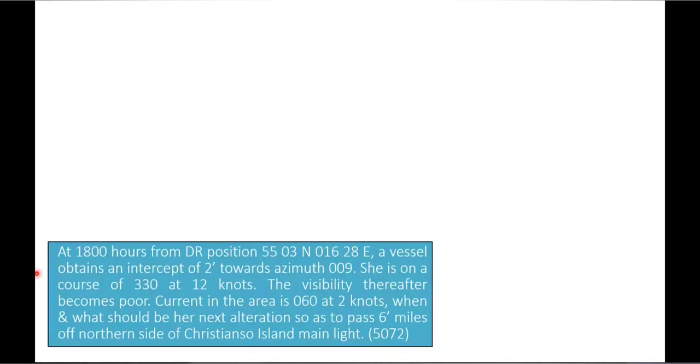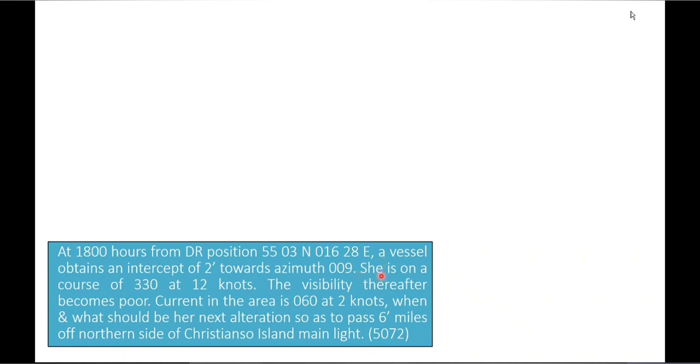We have the question on the screen now. At 1800 hours from DR position 55°03' north, 016°28' east, a vessel obtains an intercept of 2 miles towards, azimuth 009 degrees. So you see he has taken an intercept observation. The intercept is given to us, the azimuth is given to us, and the DR position is provided. So we have all the information required to plot the position line.